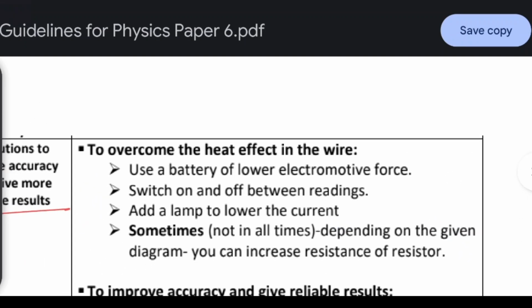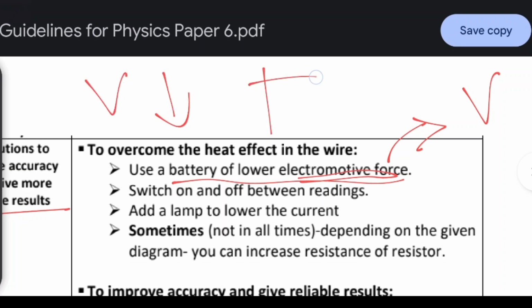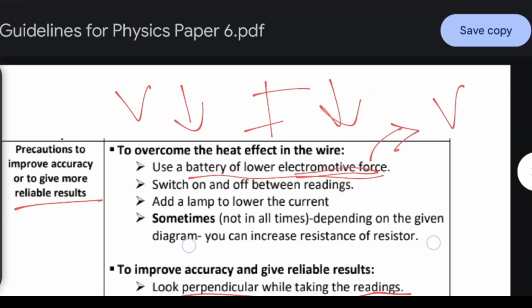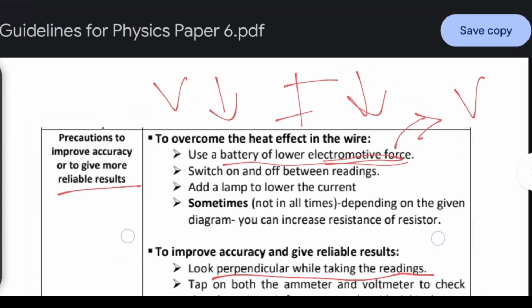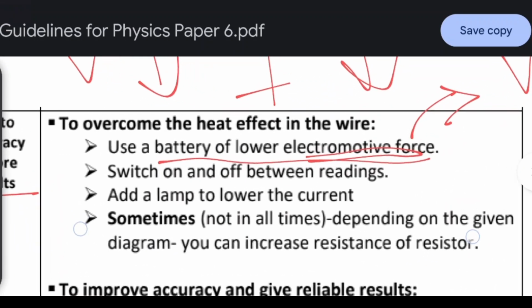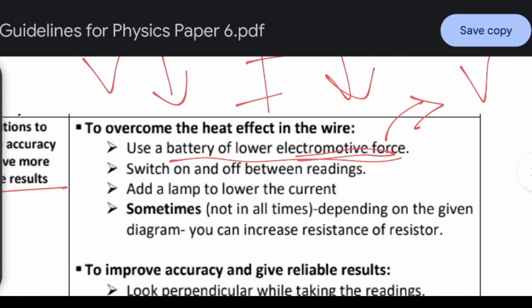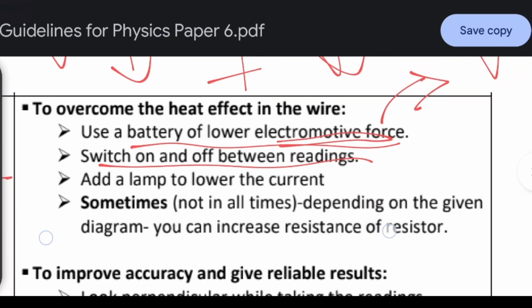Now, to overcome the heating effect in the wire, use a battery which has a low electromotive force. What is electromotive force? It is basically the voltage. So when the voltage is lower, the current will also be lower, and when the current is lower, the wire won't heat up, because more current will heat up the wire. Next, switch off between readings, to prevent overheating. If it works for a long time, it can overheat. When you switch it off, it can cool down, and then you can continue the experiment.